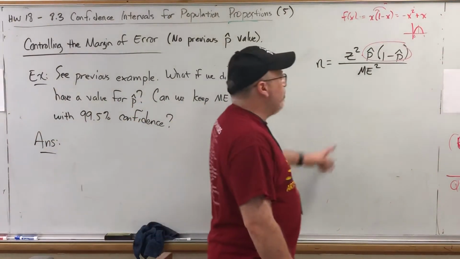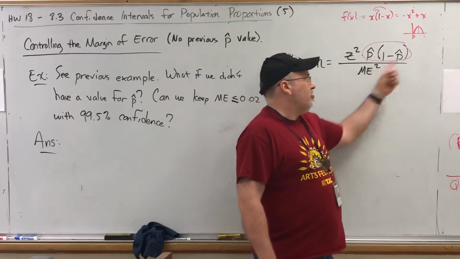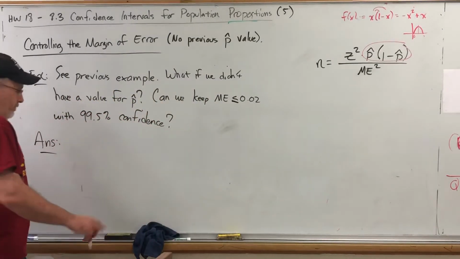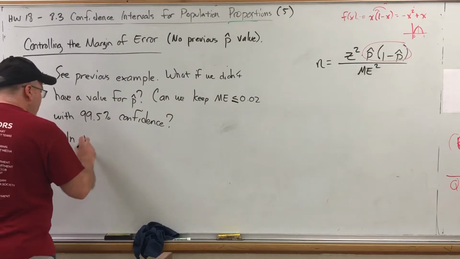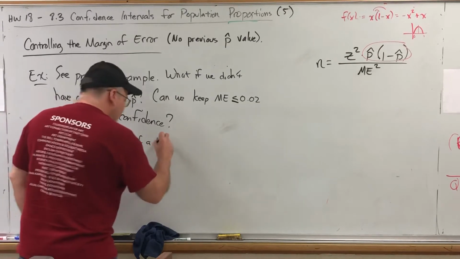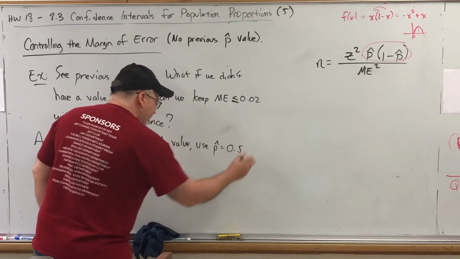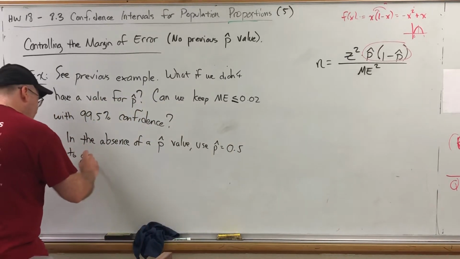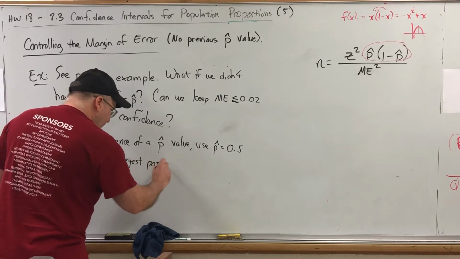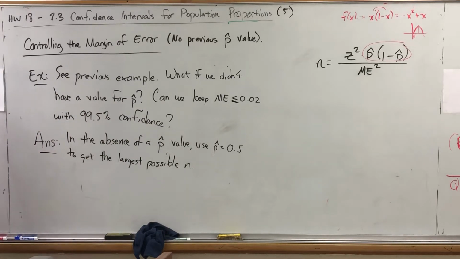So what I'm about to show you is the algebraic effort to control how large this product gets. And the largest it gets happens when p hat is exactly 0.5. So what does that mean over here? In the absence of a p hat value, comma, use p hat equals 0.5 to get the largest possible n. So you just use p hat equals 0.5.